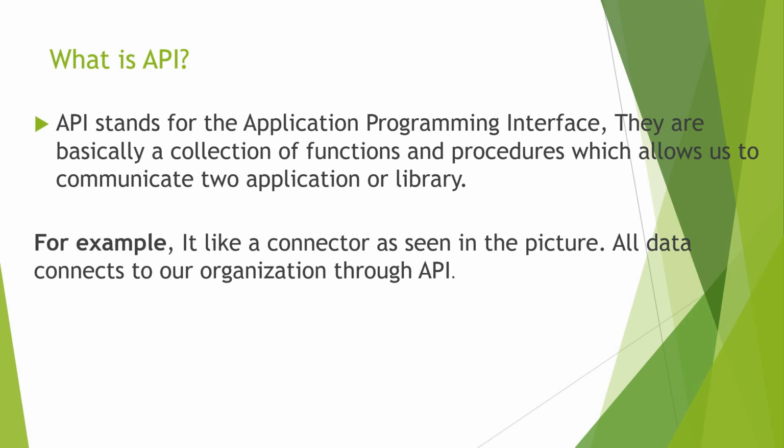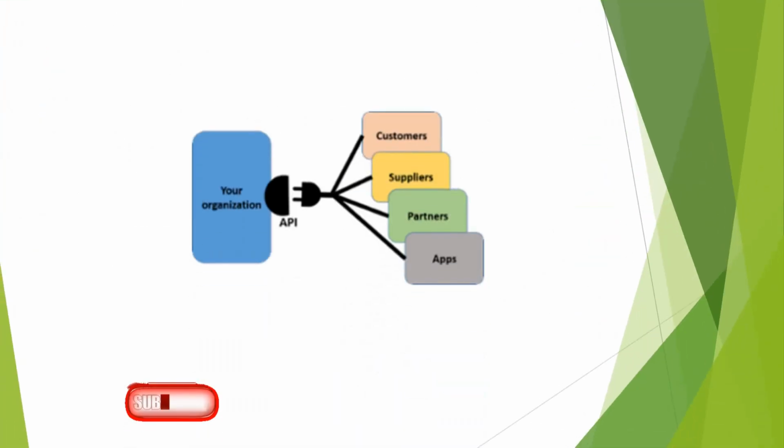For example, an API is like a connector, as you've seen in the pictures. All data connects to all our organizations through an API. If you see here, there's a connector. For example, your organization has a connector which is called an API. Customers, suppliers, partners and apps are connecting through an API. These black lines connected to customers, suppliers, partners and apps are nothing but APIs.